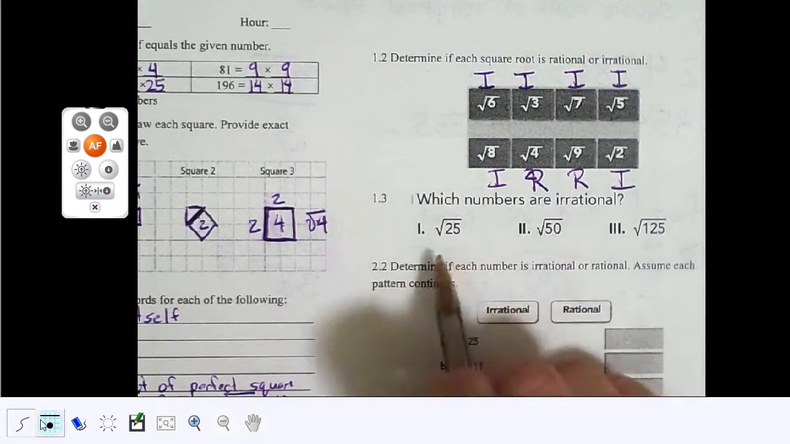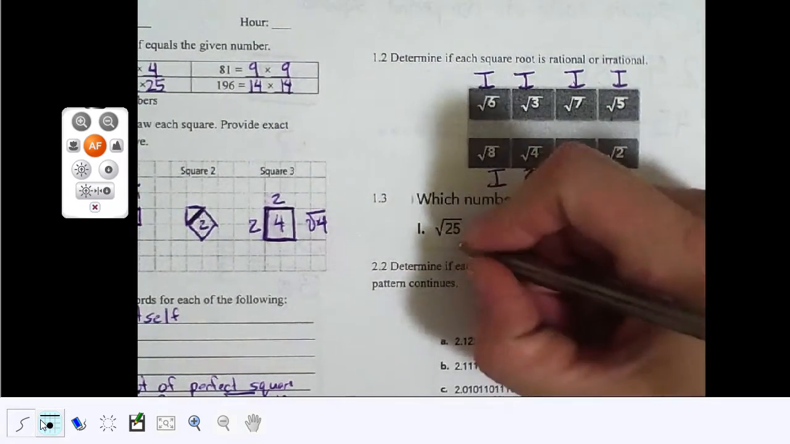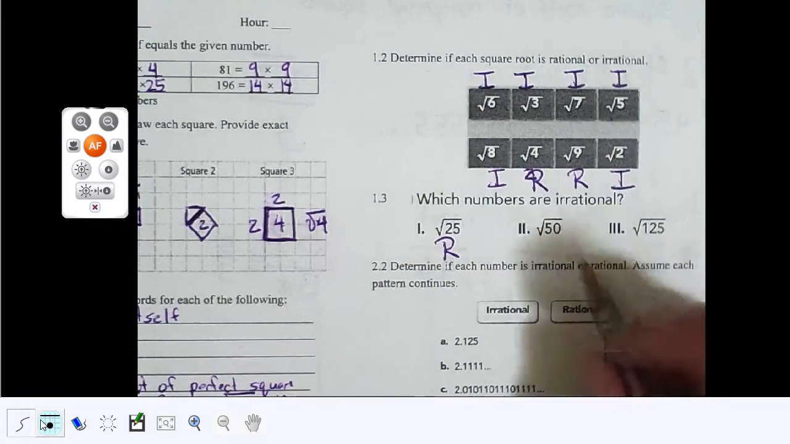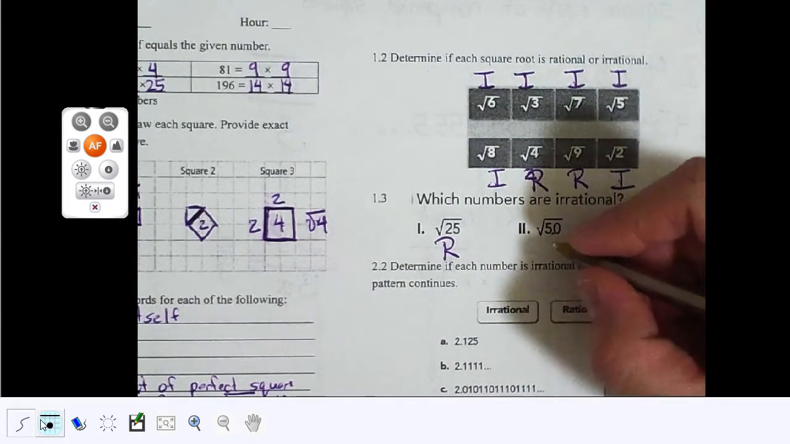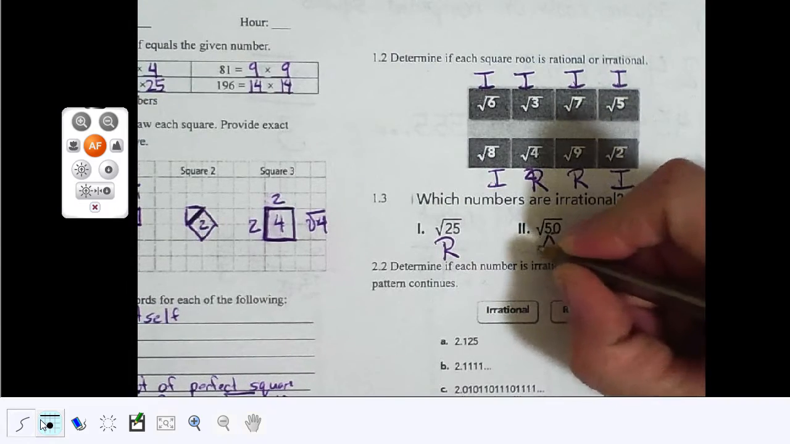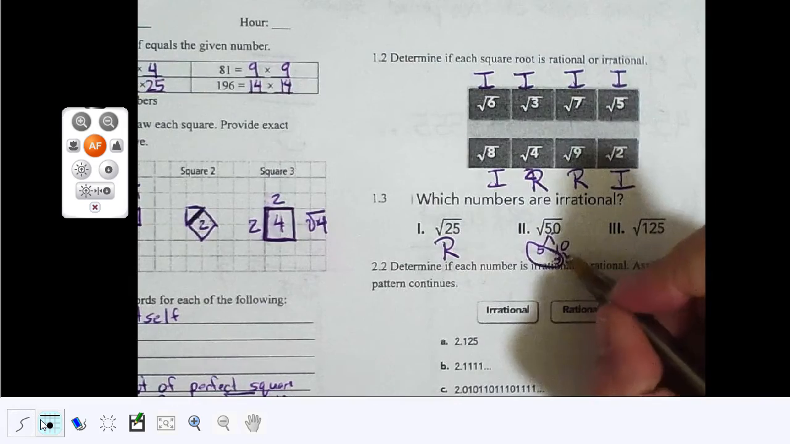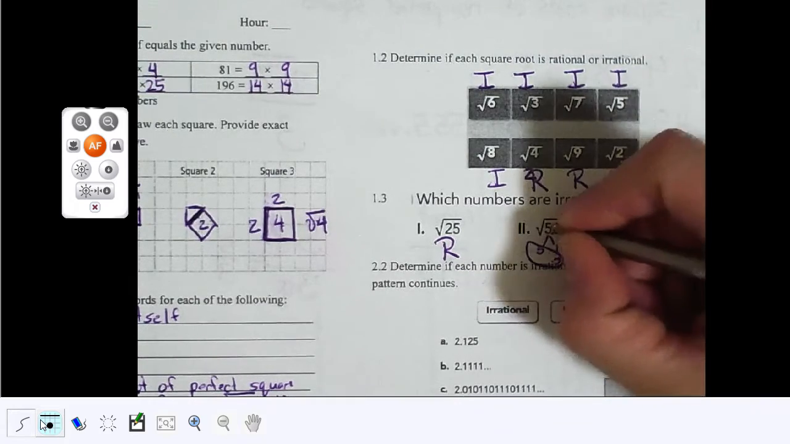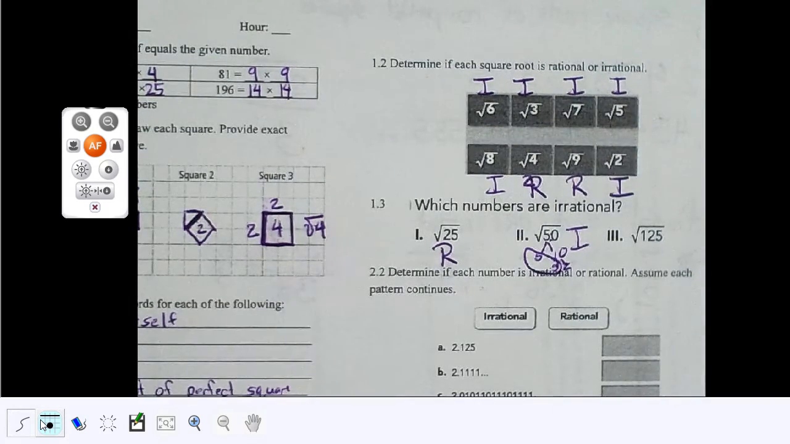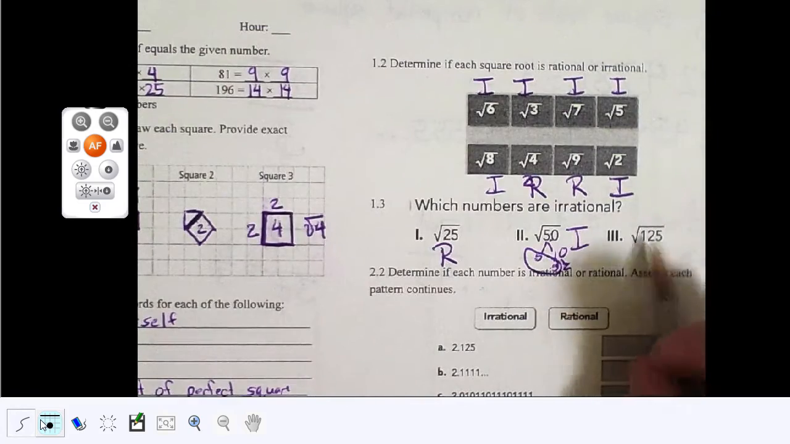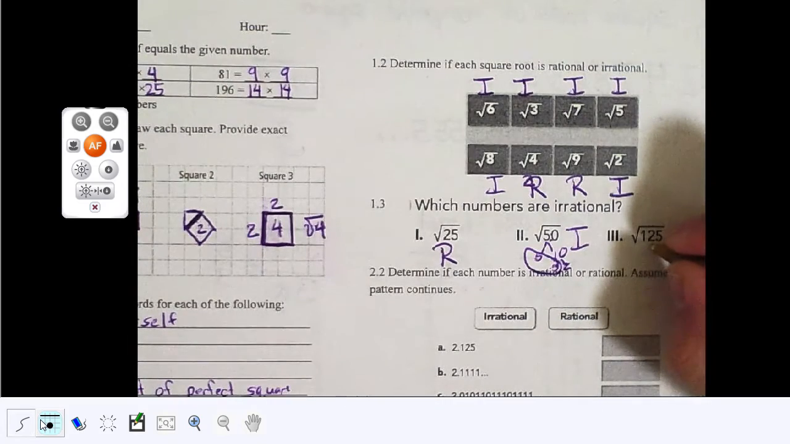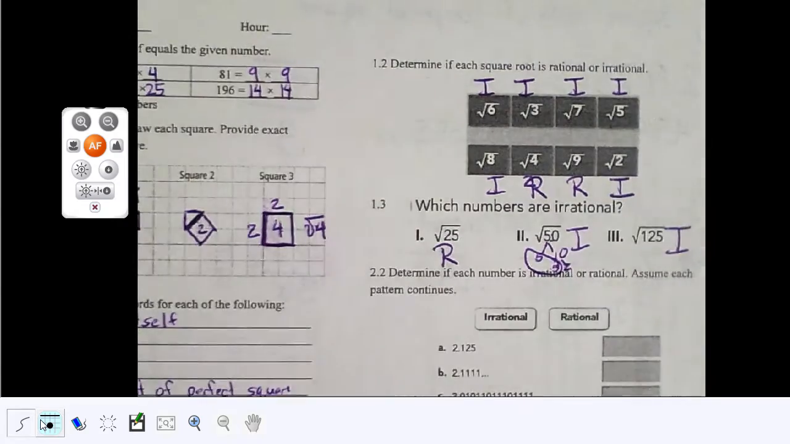Okay, which numbers are irrational? Well, 25 is 5 times 5, so that would be rational. Square root of 50, that breaks down into 5 and 10, and 10 is equal to 5 times 2. That comes out, but it's going to be irrational because 49 is 7 times 7, and 64 is 8 times 8. Square root of 125. What times what equals 125? No number times itself, so that's going to be irrational as well.